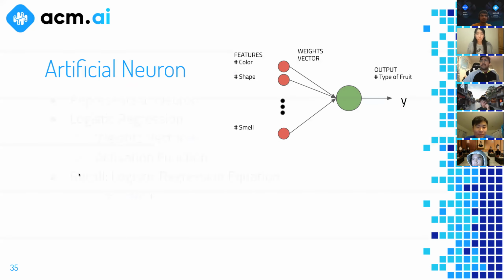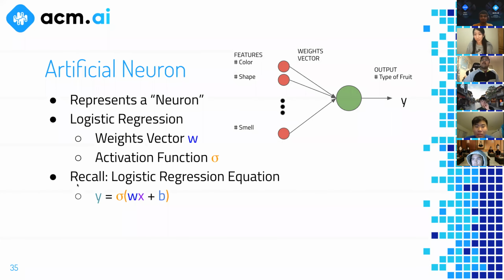And then if we go into more of the nuanced components of a neural network, we'll have our artificial neuron.